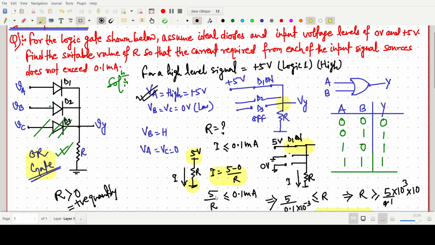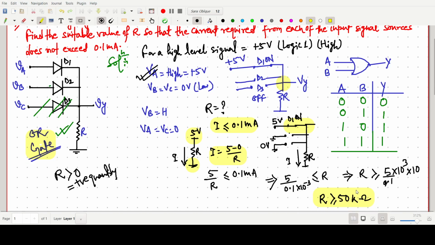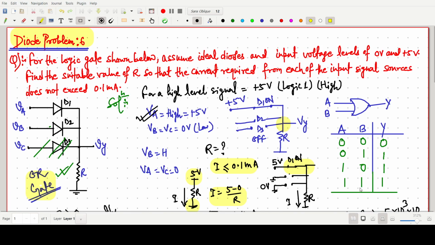So this is the expression, and here it is already mentioned that the current from any of the input signal sources does not exceed 0.1 milliampere. So I should be less than or equal to 0.1 milliampere. I is 5 by R, so if you solve, the R value will be greater than or equal to 50 kilo ohm. So for this question, the R value will always be greater than or equal to 50 kilo ohm. This can be easily identified from this circuit.